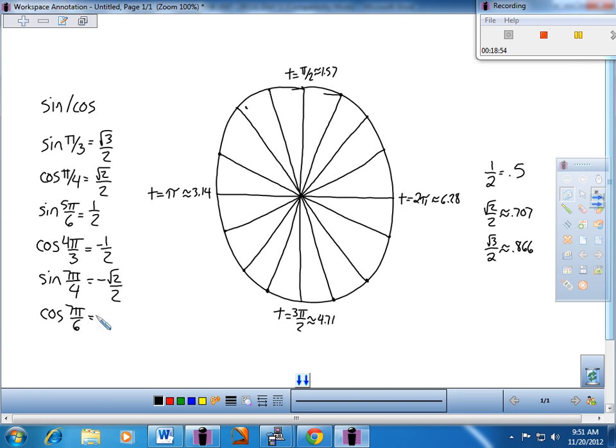Okay, 7 pi over 6, everybody, is right there. Third quadrant, have to know that. Can't do this without it. So cosine of 7 pi over 6.